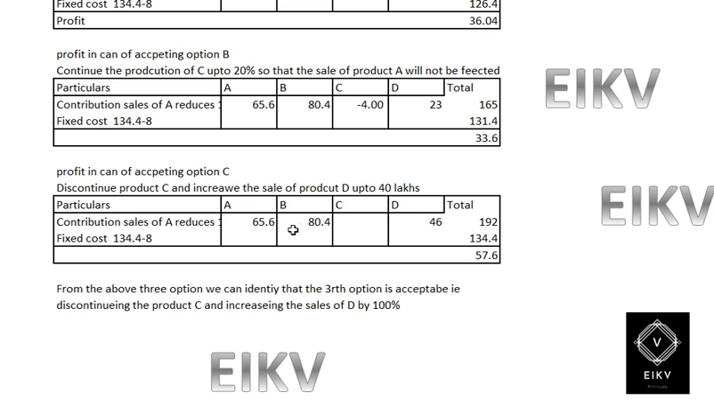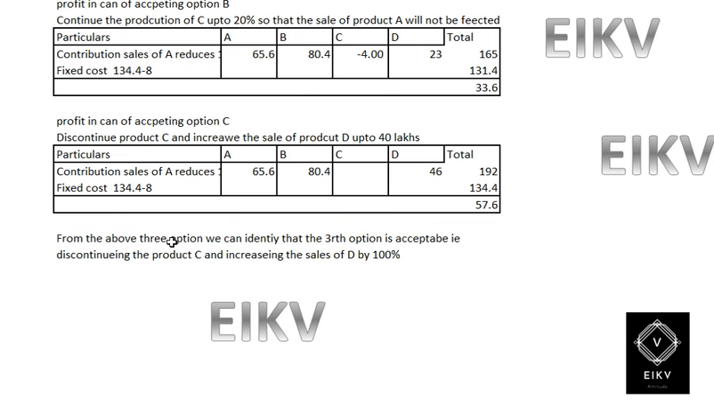Going ahead with the third solution, discontinue product C and increase the sales of D by 40 lakhs. So when we discontinue product C, then fixed cost will not be reduced, and the sales of other products will remain the same, just the sale of product D will be increased to 40 lakhs. The contribution will also be changed.